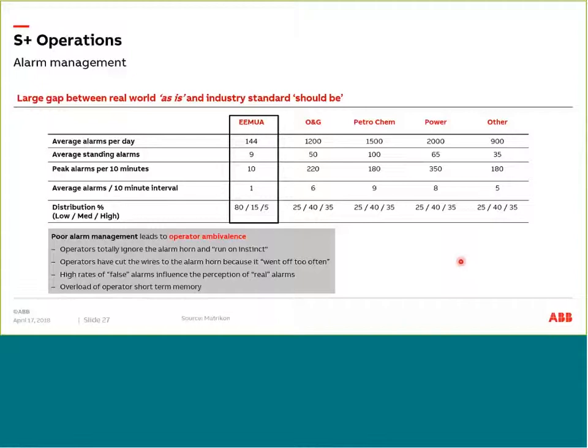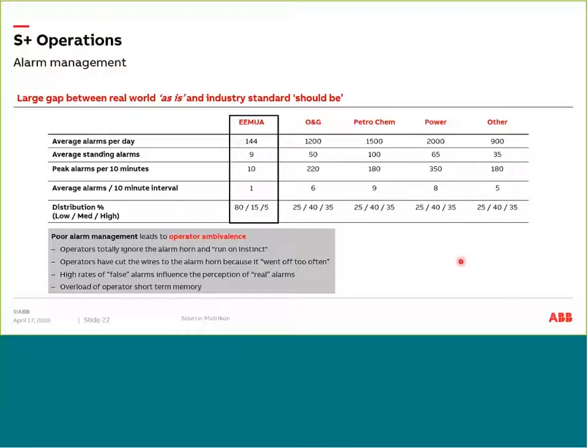Same with the priority distribution. You need to have high priority at 5%. But if you look at the various industries, it's completely flipped. You have much more high priority alarms. And not having a good, sound alarm management strategy can have various implications.